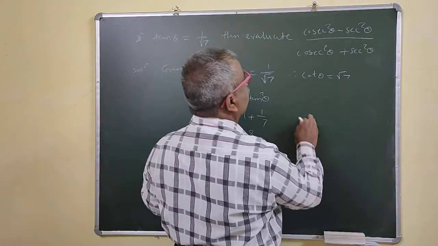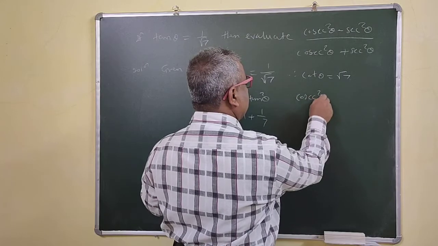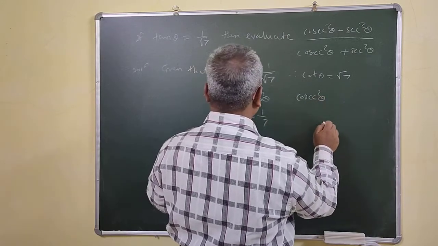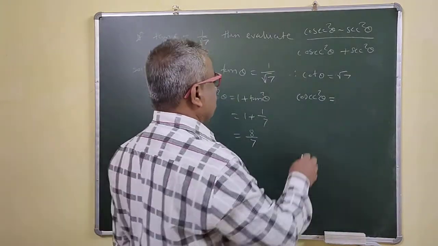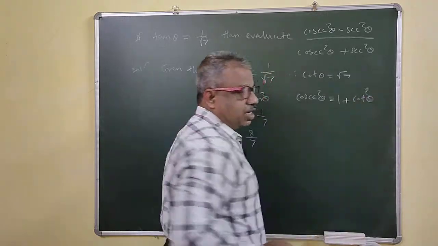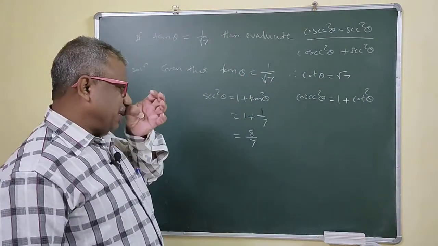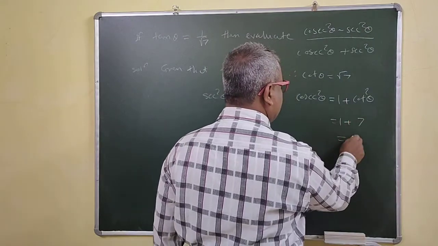With the help of cot theta we will find cosec square theta. So we know that cosec square theta is equal to 1 plus cot square theta. This is nothing but 1 plus 7, so this is 8.